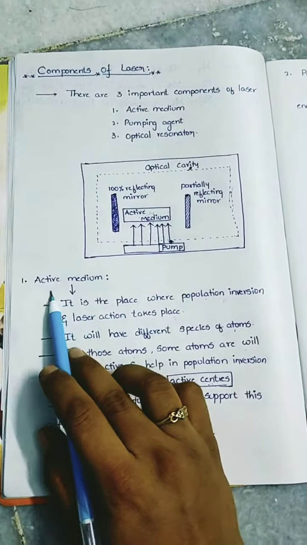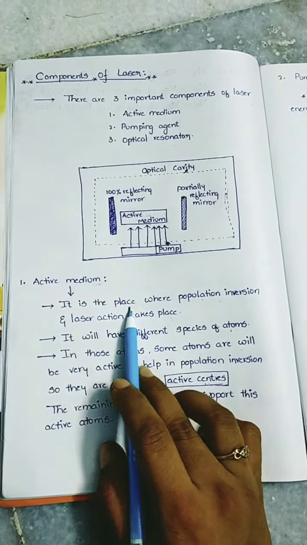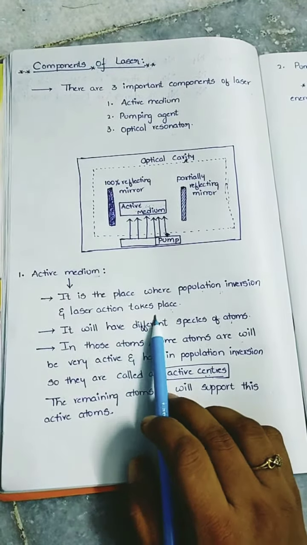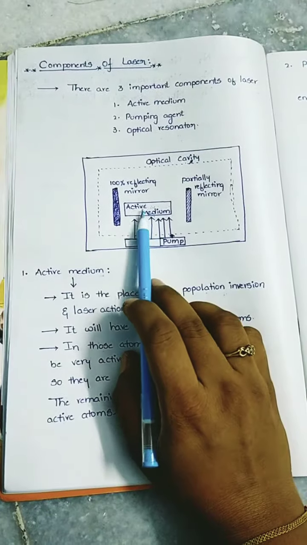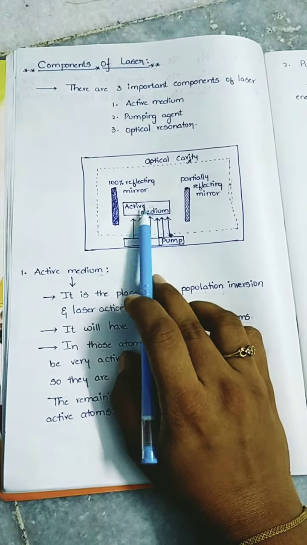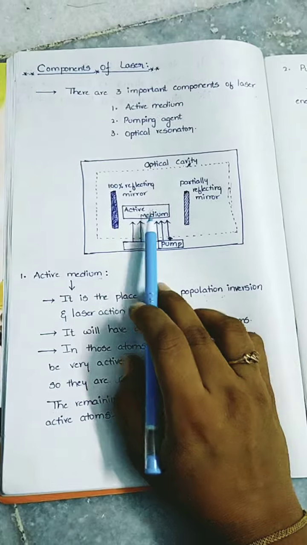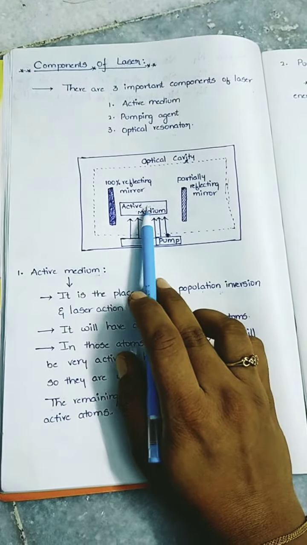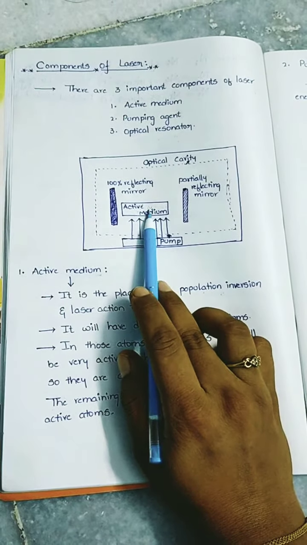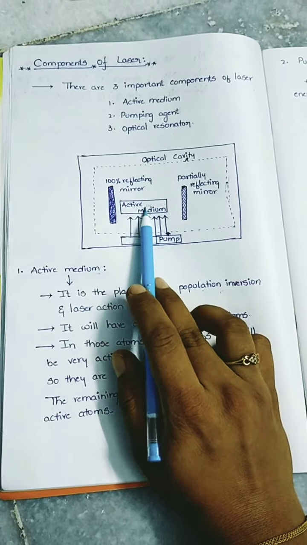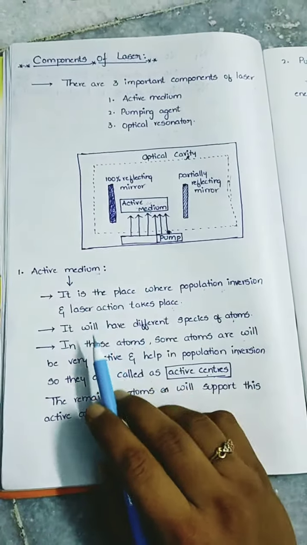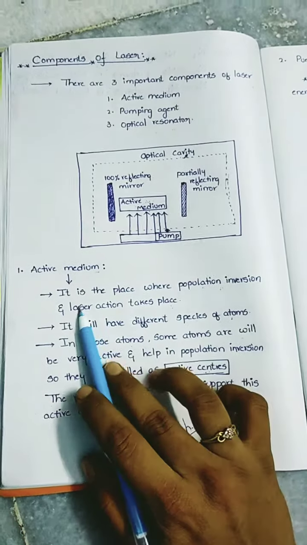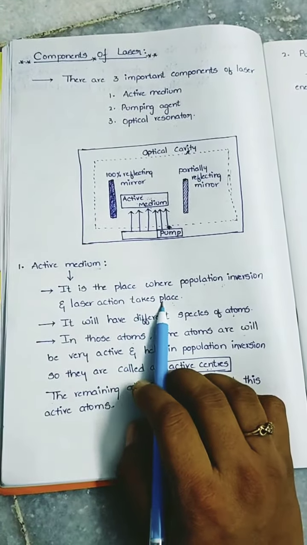First one, active medium. It is the place where population inversion and laser action take place. That means this one here. Laser action, in the sense, the actual working of laser will start from this place, the active medium.